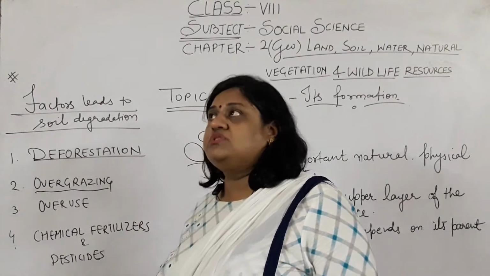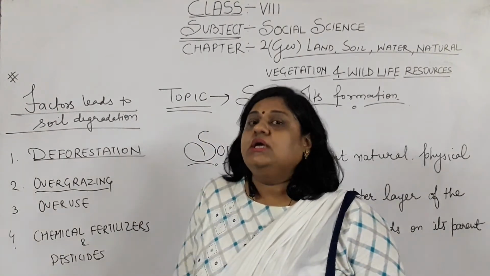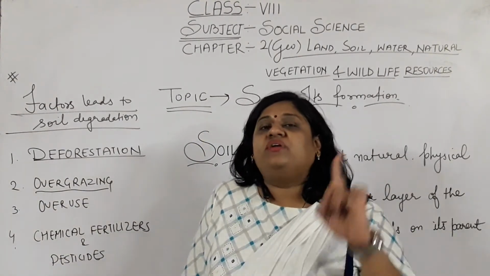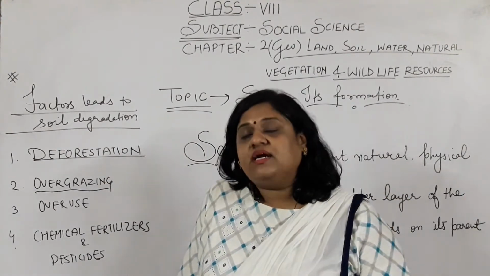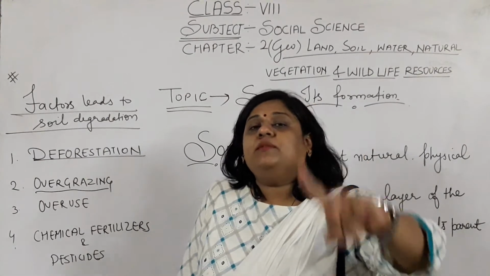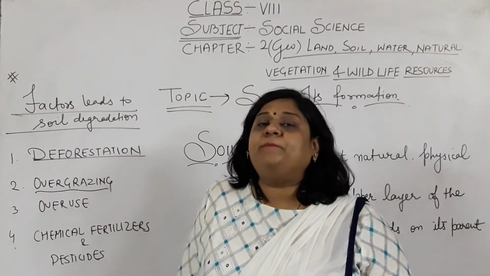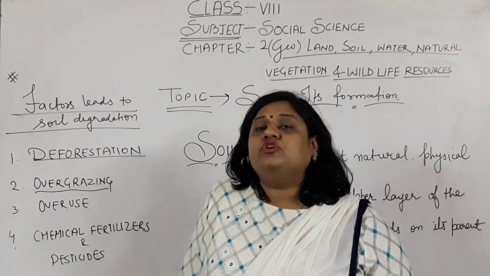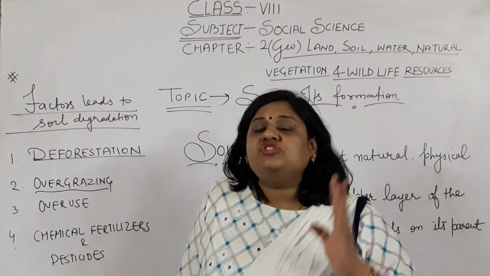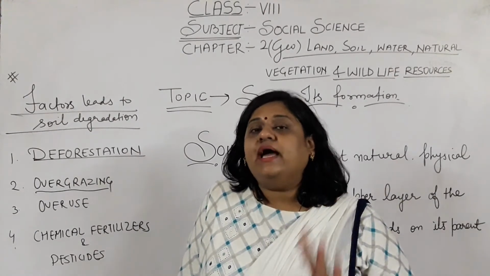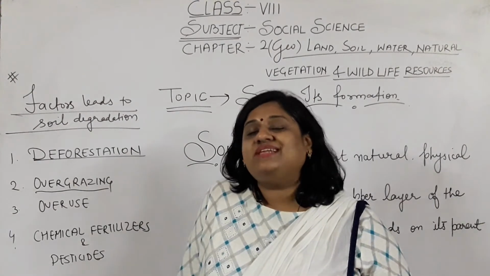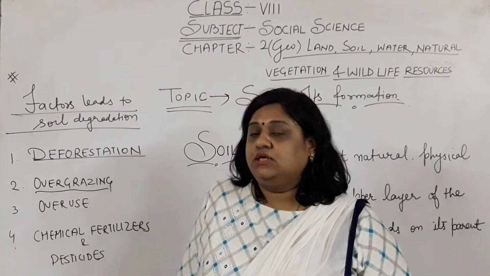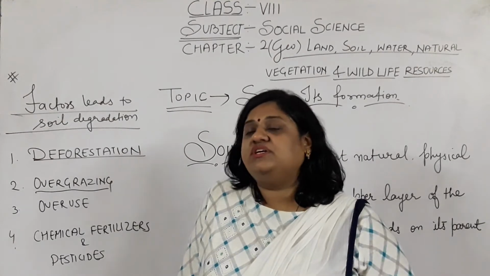Third one, overuse. See, when a farmer grows a single crop round the year, once or twice, the soil becomes deficient in one particular element. Say for example, pea plant. For the growing of pea plant, nitrogen is the most required element. So if the farmer grows pea continuously on the same field, the soil will naturally become deficient.